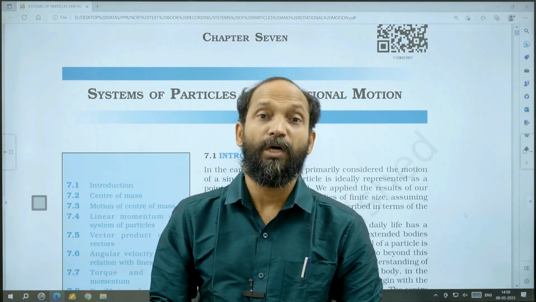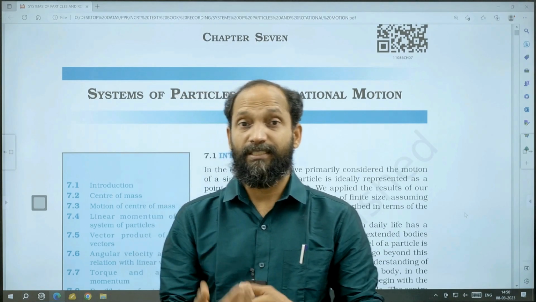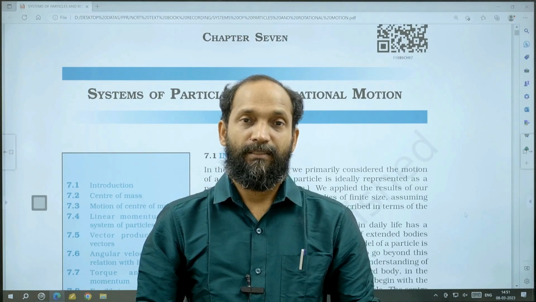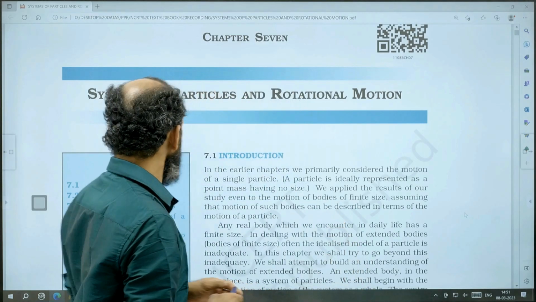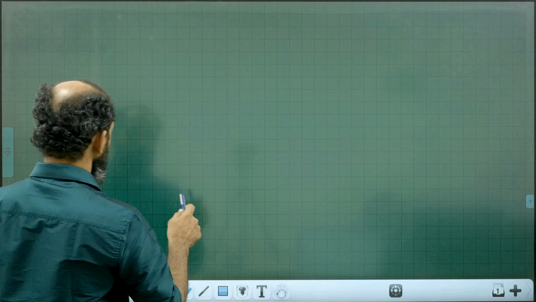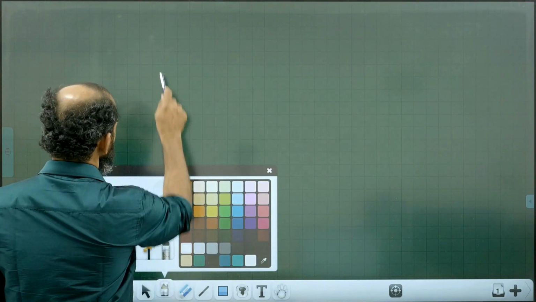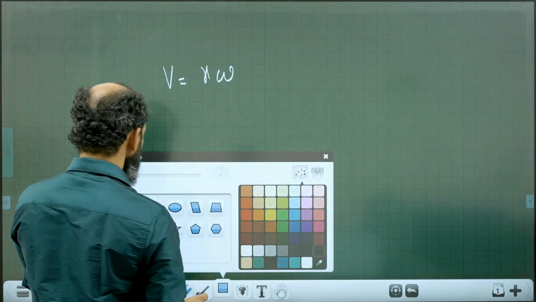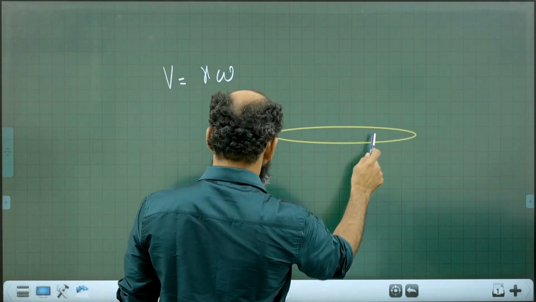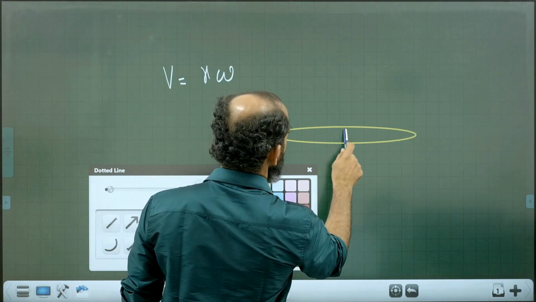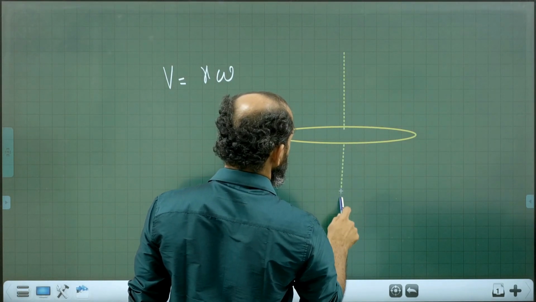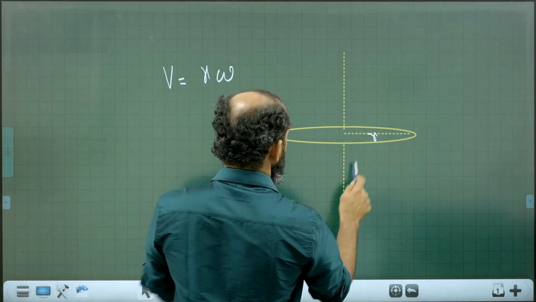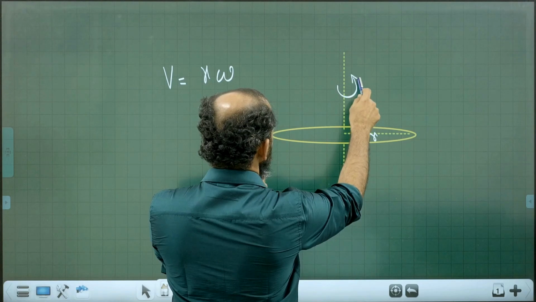Second type is pure rotation. Fixed axis rotation or pure rotation. In pure rotation, we use the formula V equals R omega. A particle can rotate about a fixed axis at a constant radius R and angular speed omega.